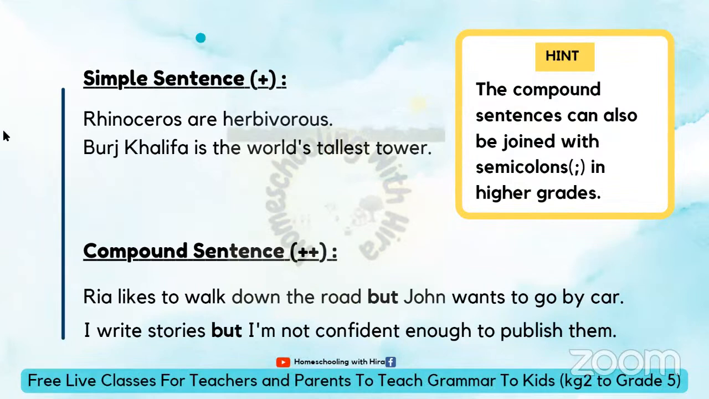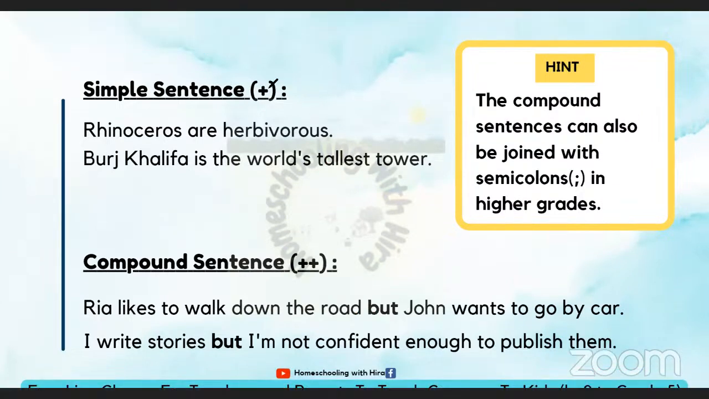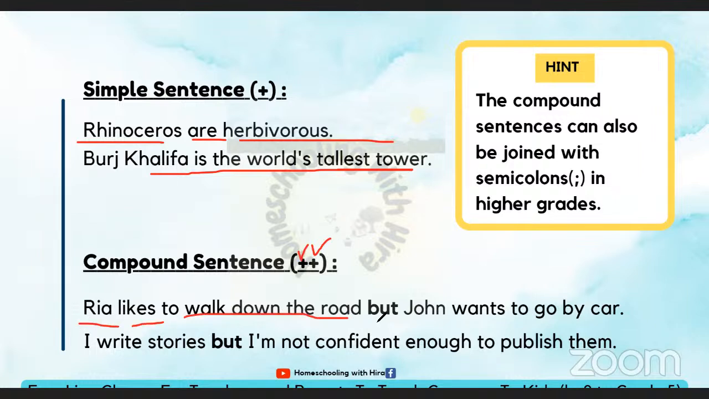Let's once again, from simple sentences, only one plus sign, a simple complete sentence. Rhinoceros are herbivores. Burj Khalifa is the world's tallest tower. See? So these are simple sentences. Compound sentences have two simple sentences. Ria likes to walk down the road, but John wants to go by car. We are joining two complete sentences with a coordinating conjunction.